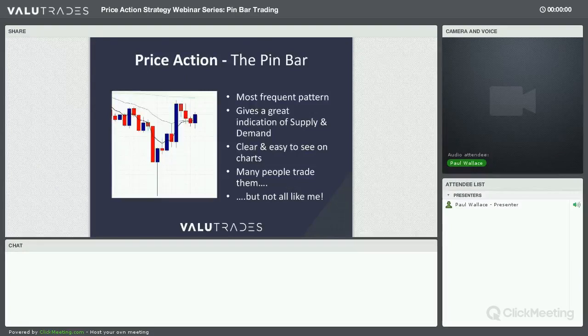So if you've no real idea what a pin bar is still, it's this candle here, this particular one here. Hopefully you'll excuse my artist's talents, but this is what's known as a pin bar. So why is it known as a pin bar? Well, let's go on to the next slide and have a look at how it's come about and how it's created.